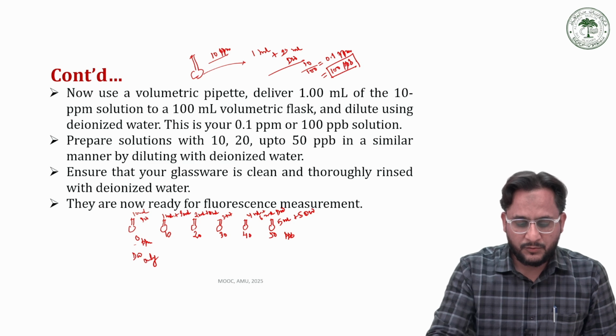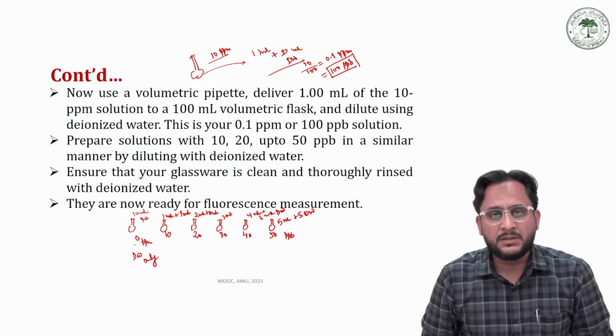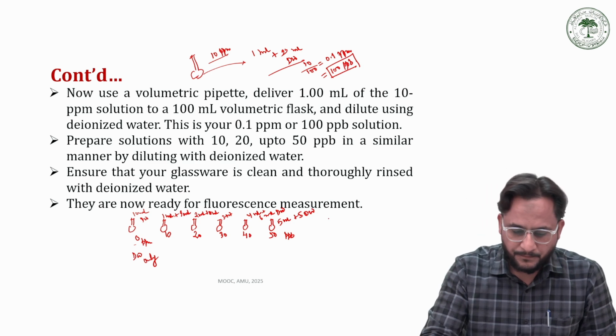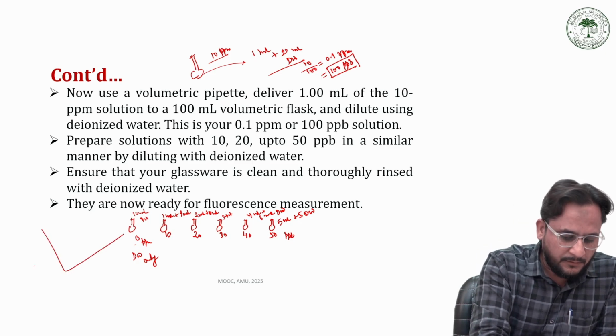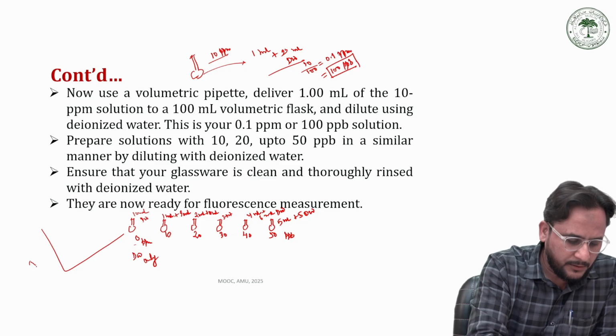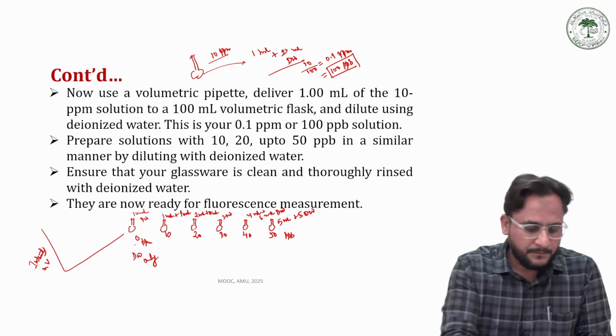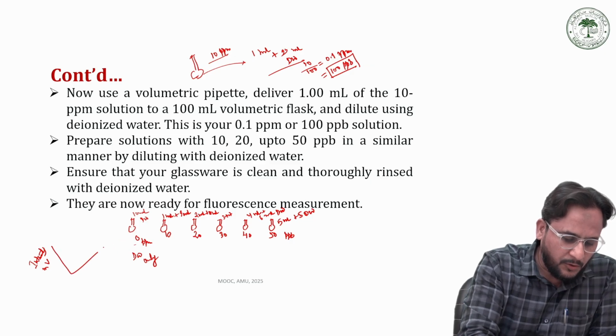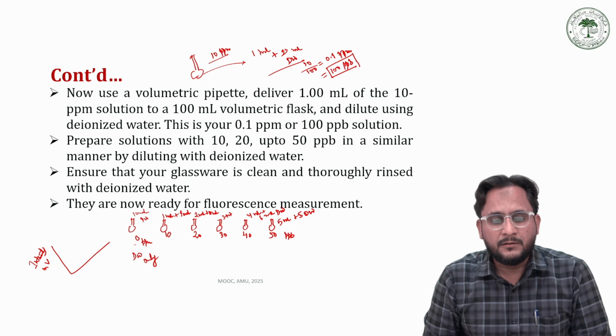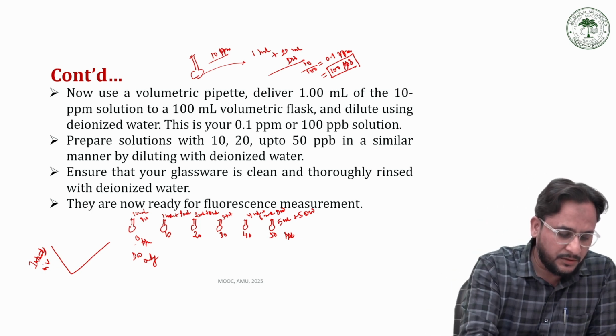So we have 5 different solutions, and now we'll do the fluorescence measurements by using a spectrofluorometer. It will come out to be like this. Here we have intensity of the light radiation, which is in the form of millivolts because it's an electrical signal. Here we put these solutions. We have 0 here. Then we'll plot this data for calibration curve preparation.